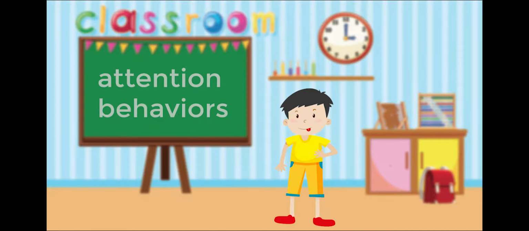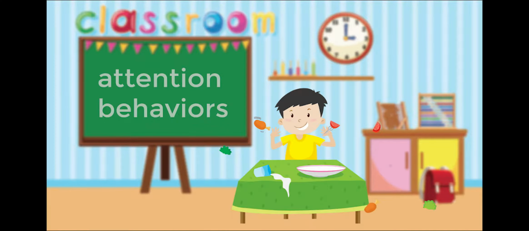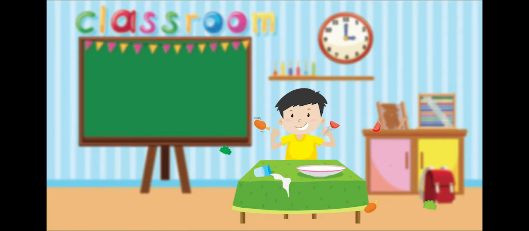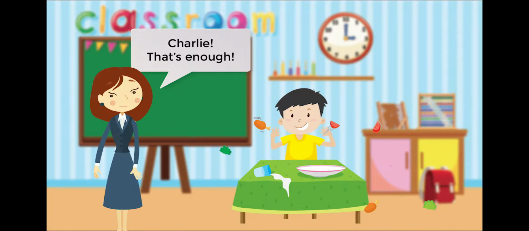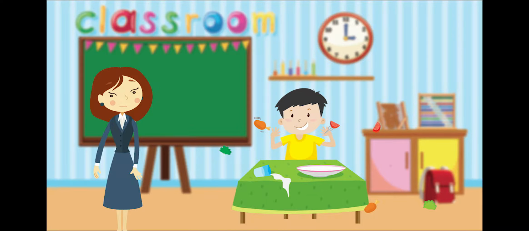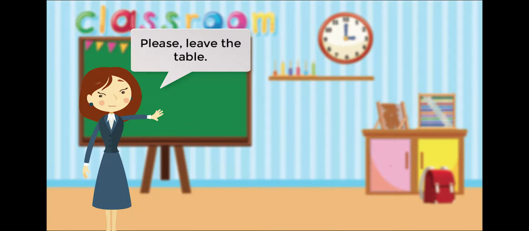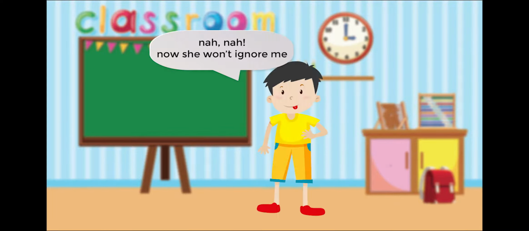Charlie is a second grade student. Charlie frequently plays with his food. For example, he threw his food on the ground during snack time. Charlie's teacher feels very annoyed by his behavior and has punished him by removing him from the table, but it doesn't seem to be working.